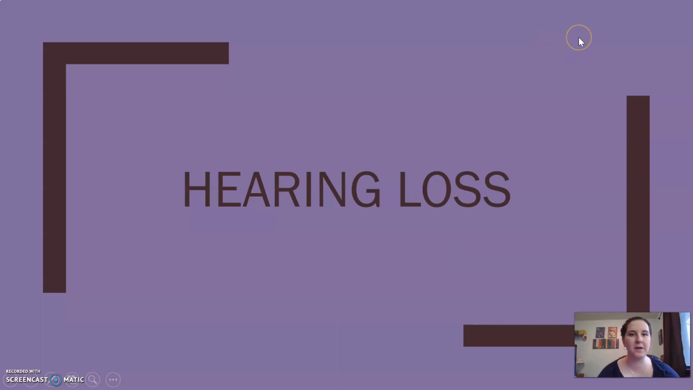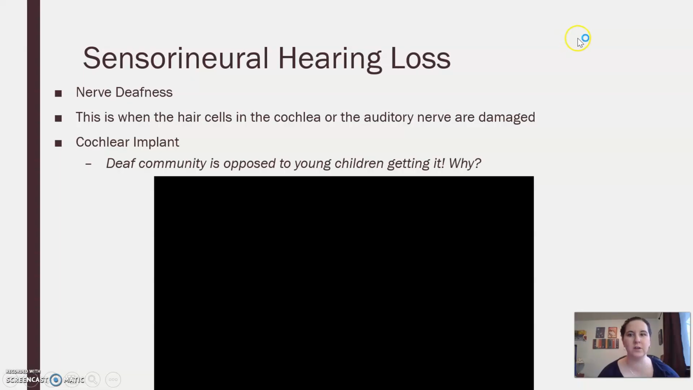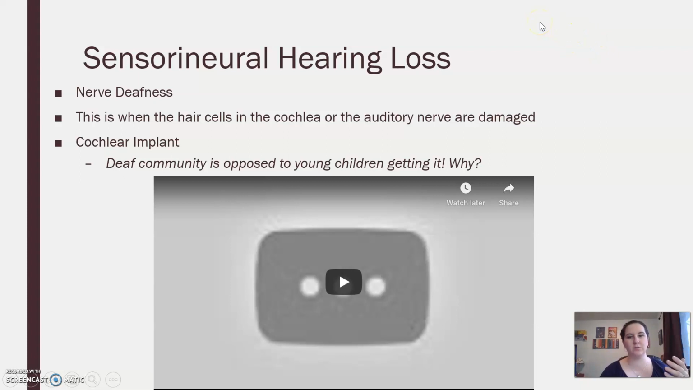All right, we also talk about hearing loss in this unit. And so we can talk about sensory neural hearing loss, which is nerve deafness, but the correct term is sensory neural hearing loss. Nerve deafness is just an easier term to understand what it means. And this is when either the hair cells or the cochlea are damaged, so your actual hearing organ isn't working, or the auditory nerve is damaged, so you no longer are getting those signals sent to your brain.